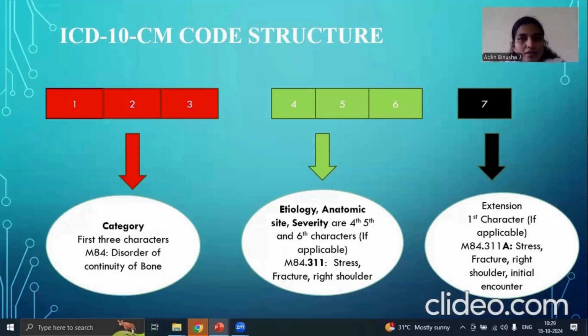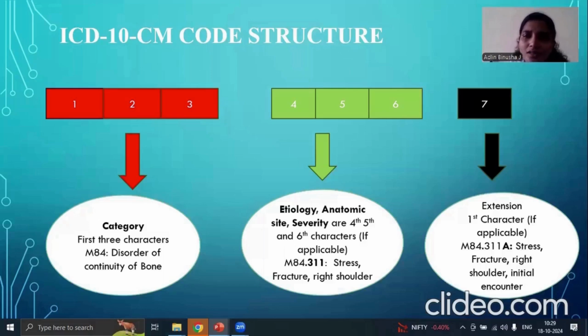Next, we go to the next 3 characters: etiology, anatomic site, and severity. How severe it is, and which is the site of the fracture. Everything we need to see in the tabular list. It is a stress fracture, right shoulder. This information will be printed in the medical record, and with that we take the code. This is 311. At last, there is the extension.